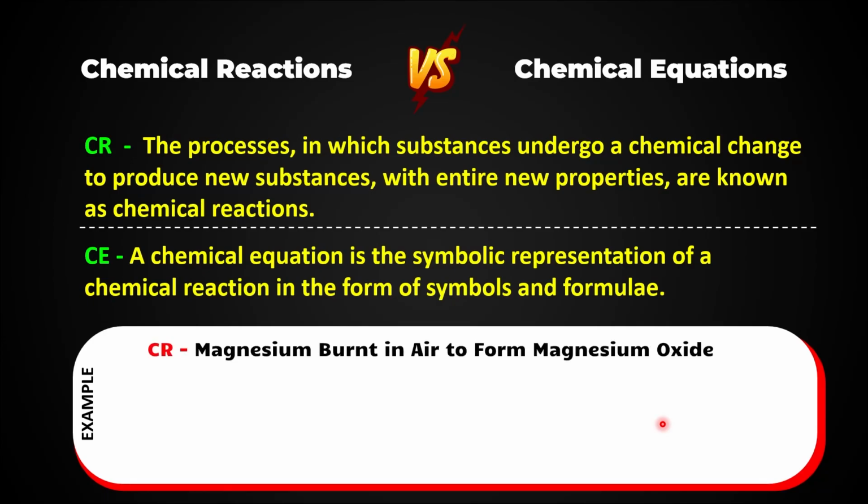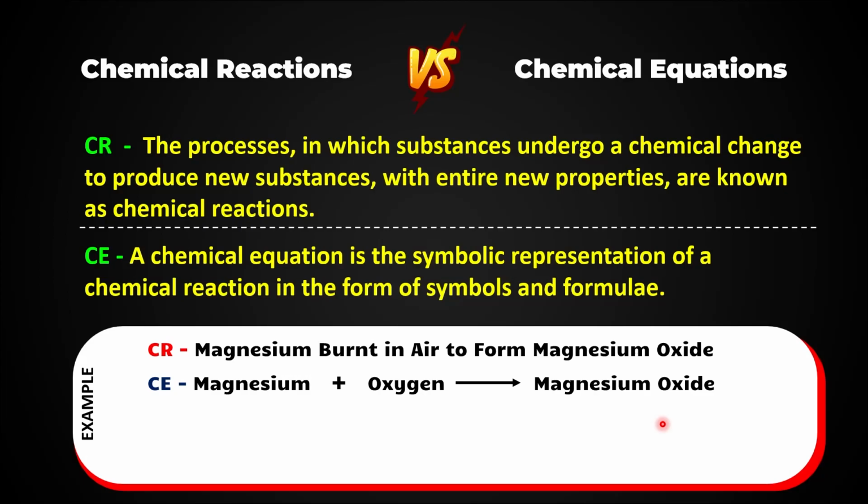Consider the reaction of magnesium burned in air to form magnesium oxide. The chemical reaction can be represented as follows. So the top one is a chemical reaction and the bottom one is a chemical equation. We use a chemical equation to represent chemical reactions.